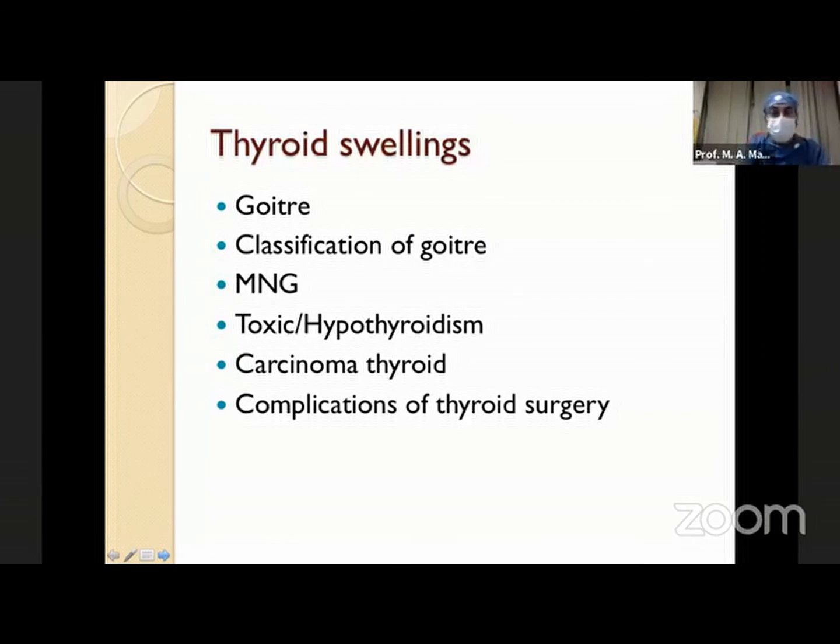Now, next is the complication of thyroid surgery. What are the common complications during surgery? We can have a hemorrhage or hematoma, tension hematoma, primary hemorrhage. We can injure the recurrent laryngeal nerve. If one side is injured, the patient may have a hoarse voice. If two sides are injured, the patient may have a stridor. The patient may have injury to the esophagus. The patient may have wound hematoma, wound seroma, wound infection, keloid scar. So all these are complications of thyroid surgery.